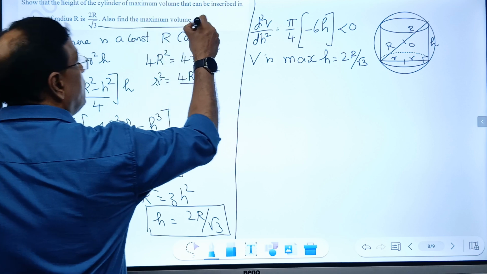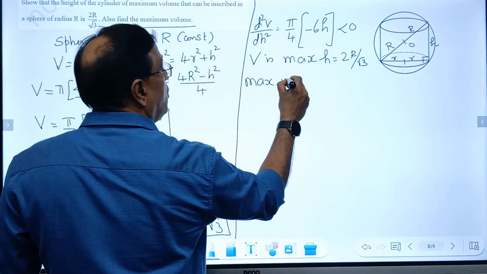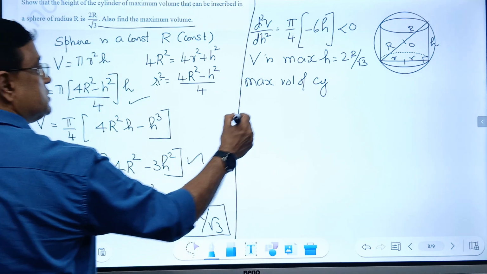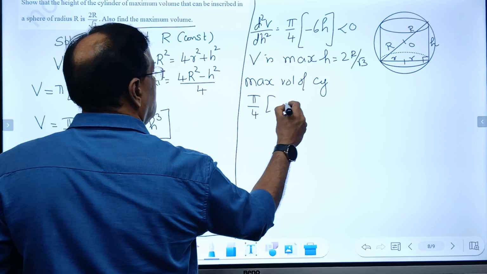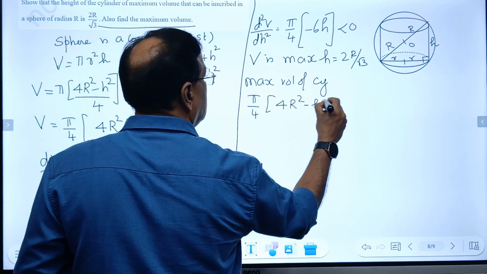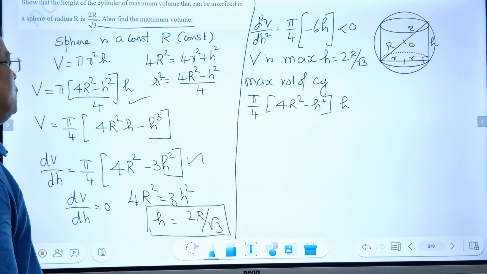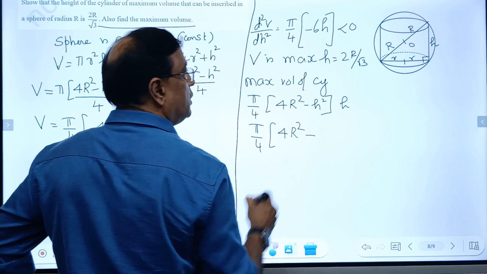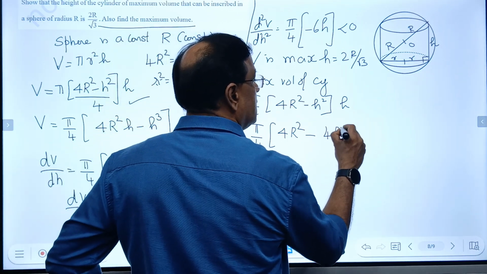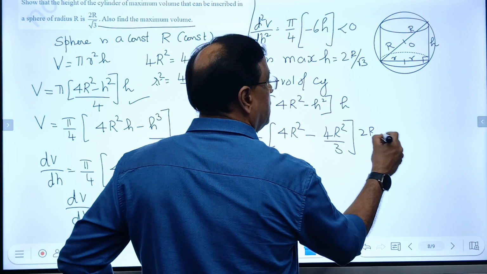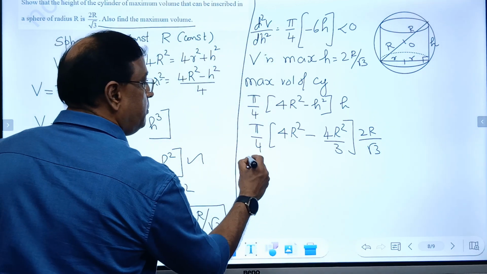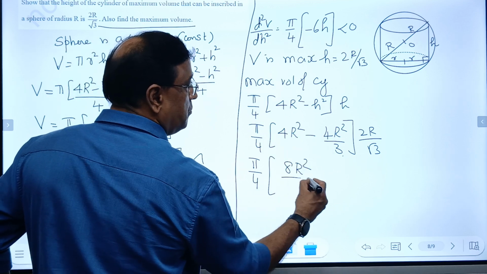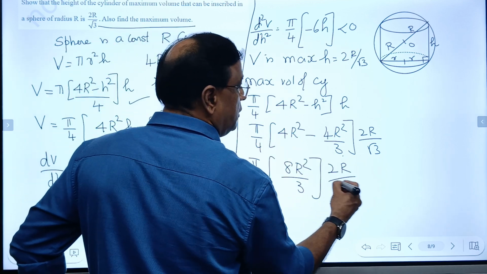Now I want to find the maximum volume. So what is the maximum volume of the cylinder? I will substitute it here, which is pi by 4 into (4r square minus h square) into h, which is pi by 4 into 4r square minus, what is h square? h square is 4r square by 3 and h is 2r by root 3. So this is pi by 4 into, if you take LCM you get 12 minus 4, that is 8r square by 3 into 2r by root 3.